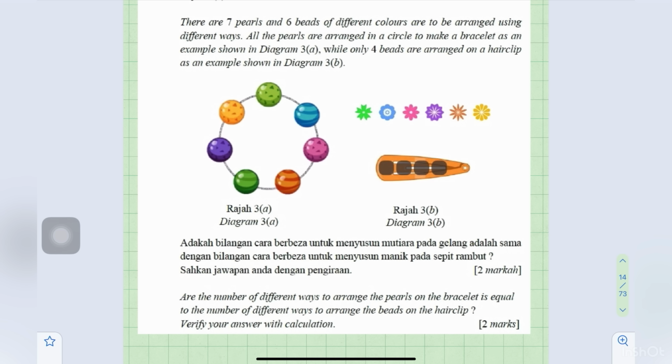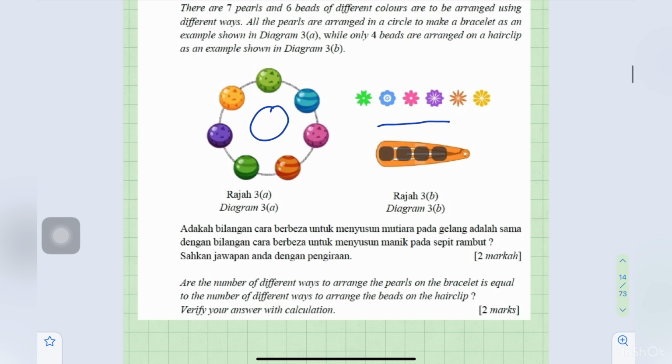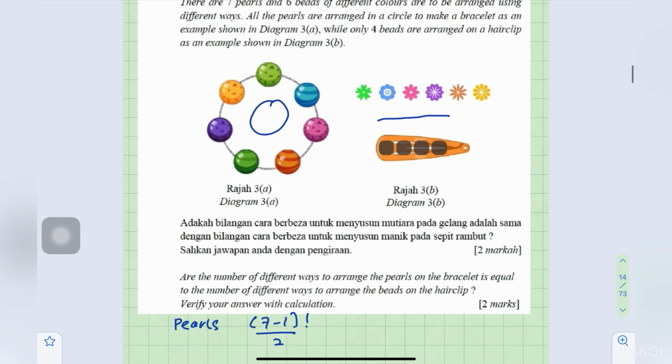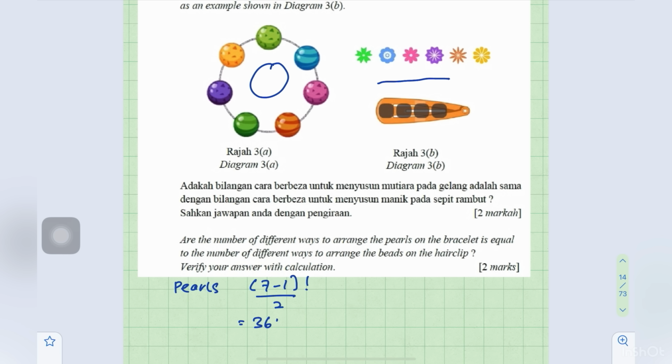Okay, first of all, you have to identify whether we need to use permutation or combination. Since the word is arrange, we must use permutation. For permutation, this one has a bracelet in a circle, and the hair clip in a row. For the 7 pearls, we arrange all of them, so the formula is (n minus 1) factorial over 2. So for pearls, 7 minus 1 factorial over 2, so we get 360 ways.